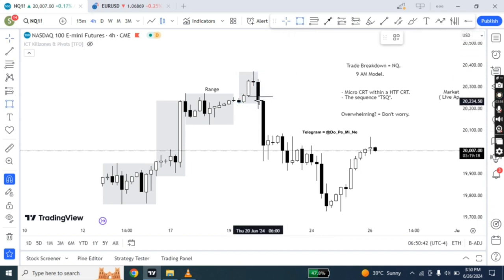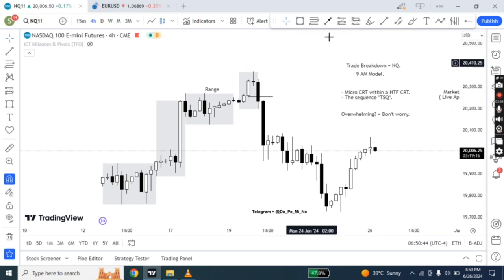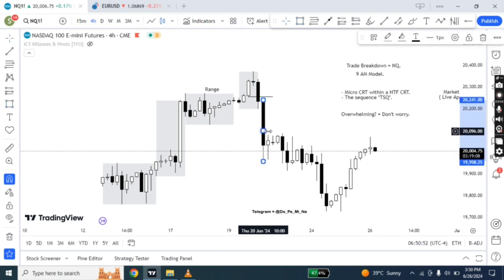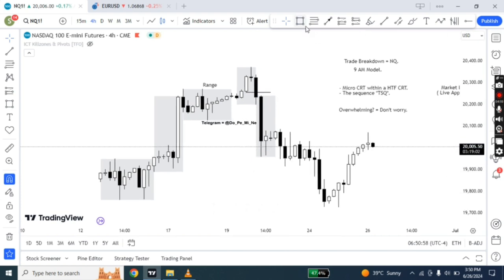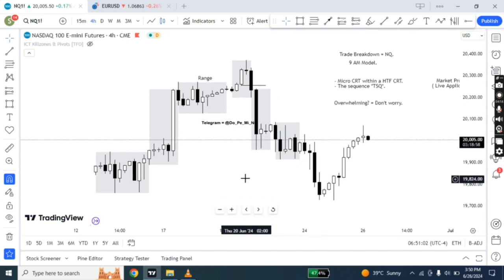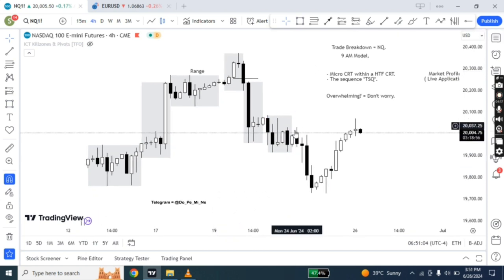And once a manipulation profile ends, we know that we're going to have only one possible outcome after that, and the only possible outcome after a manipulation profile ends is an expansion, but not just a normal expansion, an expansion in the opposite direction. And you can see that we had that expansion here, and then after that expansion we had another ranging profile, and then after that ranging profile we had another expansion.